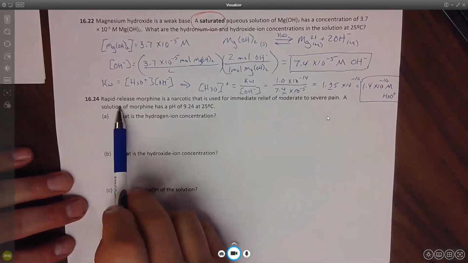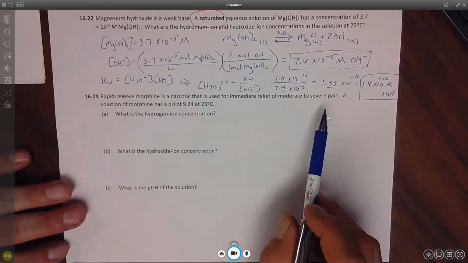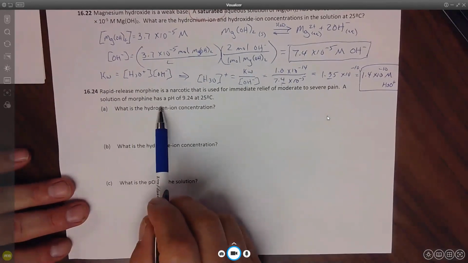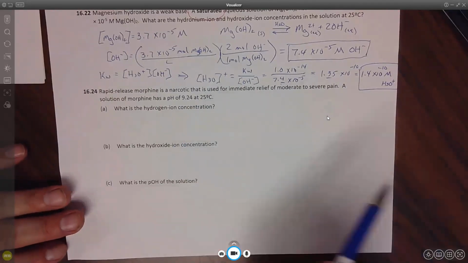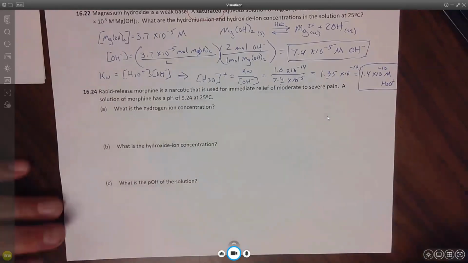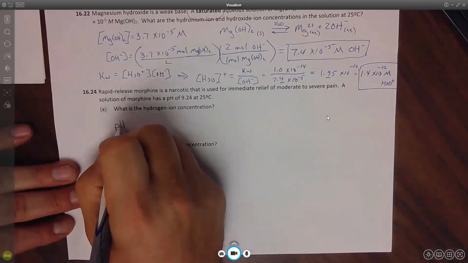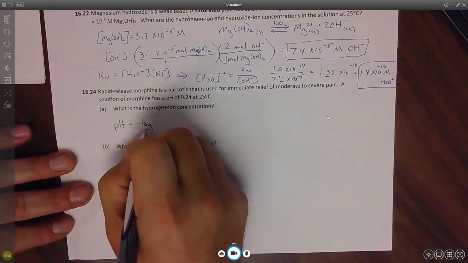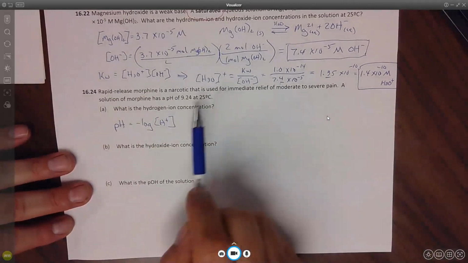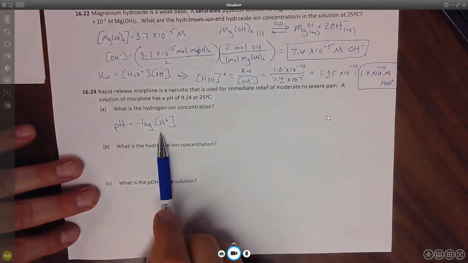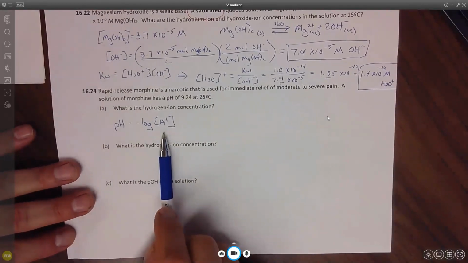It says rapid release morphine is a narcotic that is used for immediate relief of moderate to severe pain. A solution of morphine has a pH of 9.24 at 25 degrees Celsius. We simply want to know what is the hydrogen ion concentration. So we know that the pH is equal to the negative log of the hydrogen or hydronium ion concentration. Again, we're using the hydronium and hydrogen ion concentration interchangeably. Again, we know this really doesn't exist like this. It only exists as H3O+.